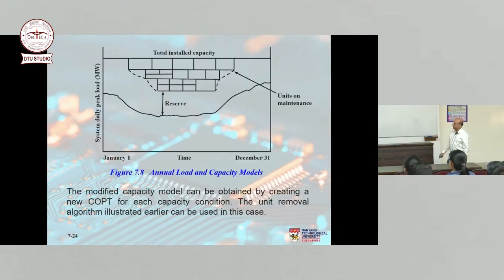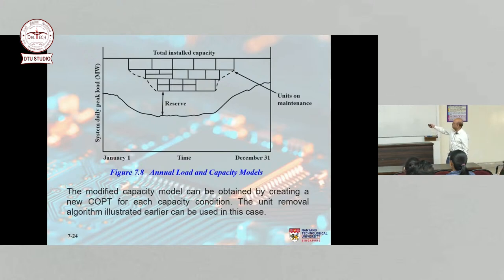So I'm going to show you this one first. This is my load profile. This is the reserve in the system, and this is the total installed capacity. And let's say that these are the units on maintenance. At different times, of course. You don't maintain so many generators at the same time. You can see that from this period to this period, these generators are on maintenance. Then this period, more are on maintenance.